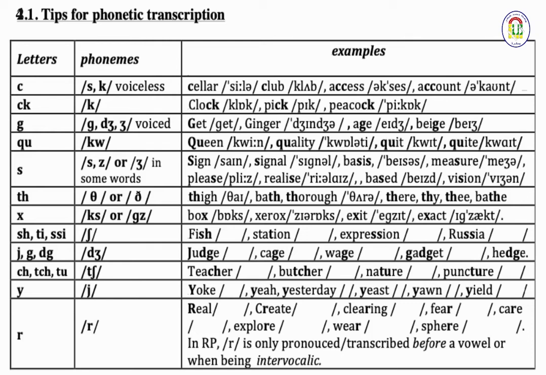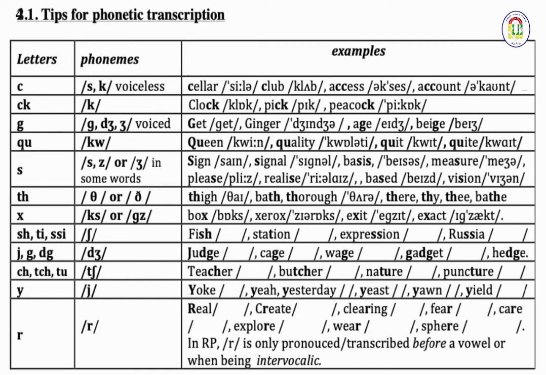CK is always pronounced as the phoneme K, like in clock, pick, peacock. G could be pronounced as the phonemes G, J, and J, which are voiced or vibrating, like in get, ginger, age, beige. Q and U, mostly it's pronounced as Q, like in queen, quality, quit, quiet.